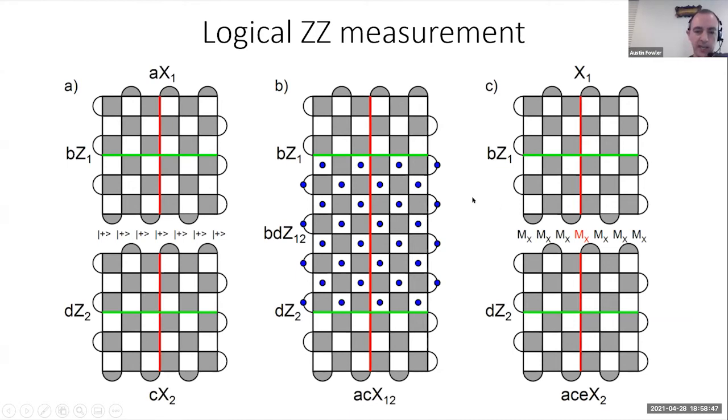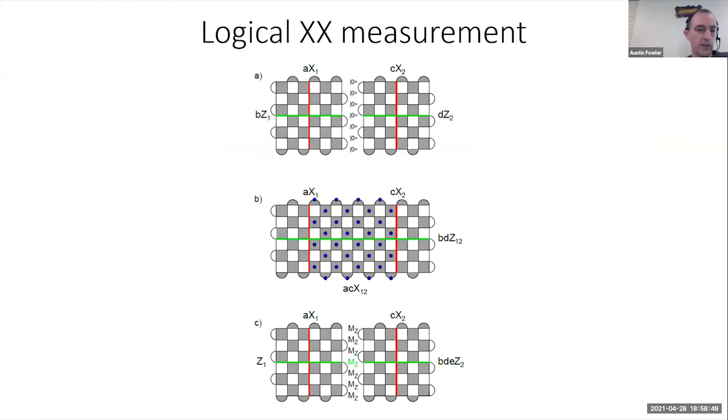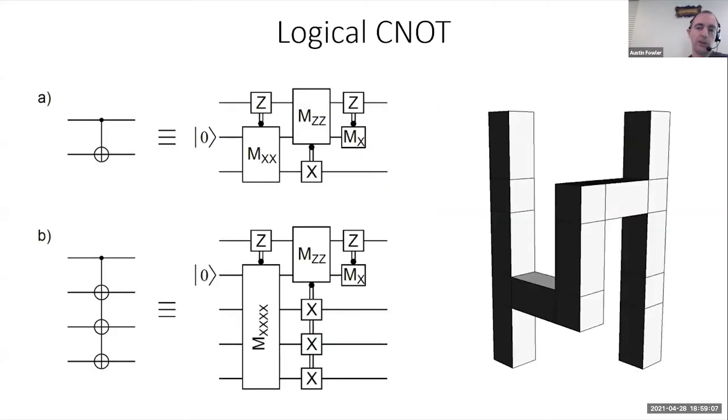And as I'm sure you can guess, the next thing that you can also do is a logical X measurement. It's practically identical, apart from the fact that you close up in a way that is perpendicular to your logical X operators. Fantastic. But what can you do with logical ZZ and logical XX measurements? It's not obviously very useful. Well, it turns out they're very useful.